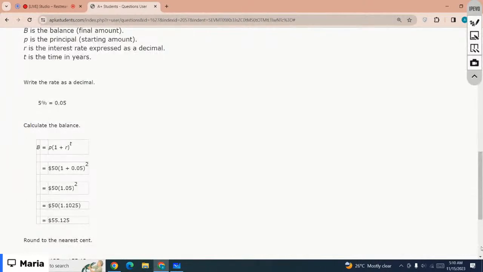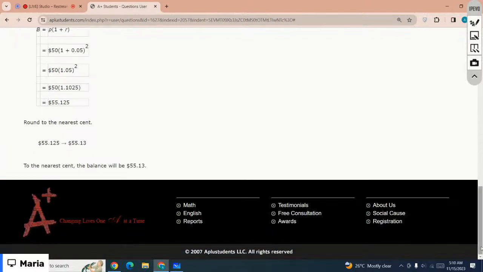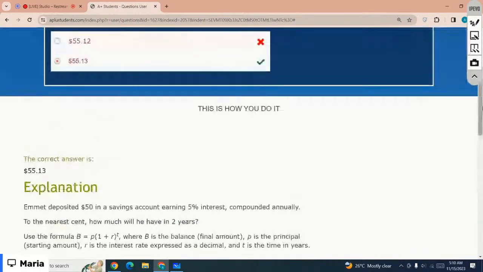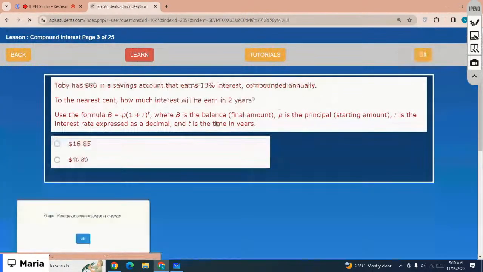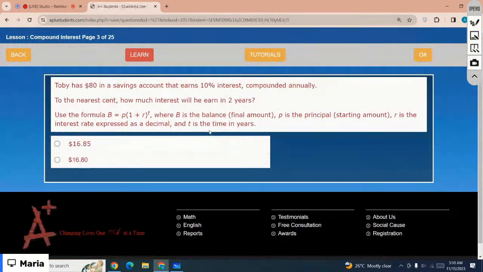Yes, you have to write the answer to the nearest 10, so you have to round off the answer. That would end up as 55.13. So the correct option is 55.13. Okay, now you can use your notebook and pencil and write the answers in the chat box from the next question.